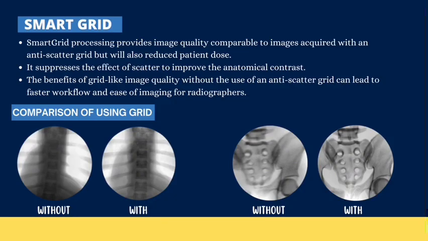Okay, next, IoT smart grid processing provides image quality comparable to images acquired with an anti-scatter grid, but we also reduce patient dose. It suppresses the effect of scatter to improve the anatomical contrast. The benefit of grid-like image quality without the use of an anti-scatter grid can lead to faster workflow and ease of imaging for radiographers. So these two are pictures of an example using without a grid and using our smart grid. And this also is an example of using our smart grid and not using our smart grid.